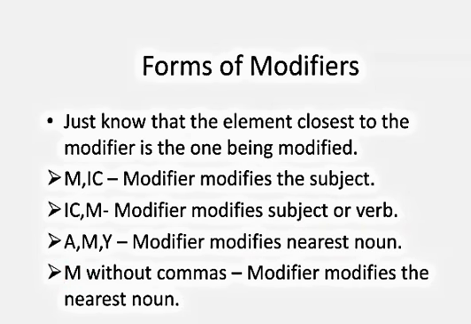And this fourth one you really need to know, because this is the biggest enemy as far as modifiers are concerned. This is the toughest kind of question that you can get on modifiers. It's an M without commas. That means a modifier without commas. It modifies the nearest noun, and it may confuse you sometimes which is the nearest noun, and that's the beauty of it. These are the forms of modifiers.